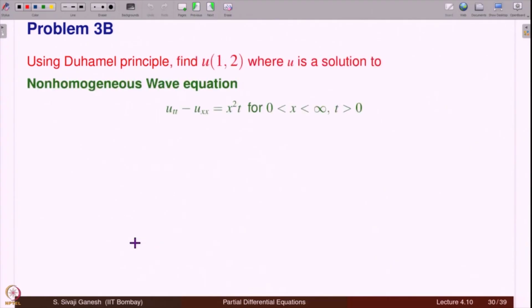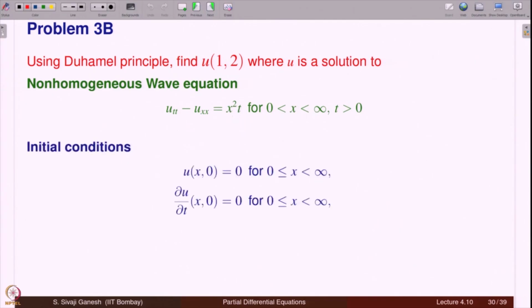Using Duhamel principle, find u of 1 comma 2 where u is a solution to utt minus uxx equal to x square t. So, we have a source term now. Initial conditions we are taking as 0, phi is 0, psi is 0. Boundary conditions we take Dirichlet boundary condition as before. So, we want to solve this problem, non-homogeneous wave equation with a source term given by x square t and 0 Cauchy data, 0 boundary data. We want to solve this. We want to use Duhamel principle.